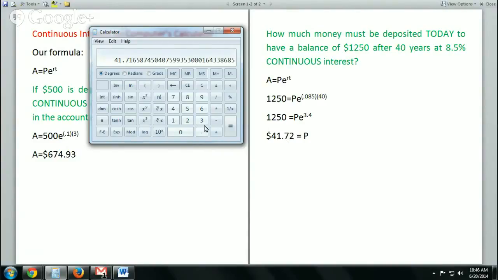Take 1,250, that was the final amount, divide that by e raised to the 3.4. E raised to the 3.4, we type in 3.4, press INV, e to the x, and then press equals, and there is our result.